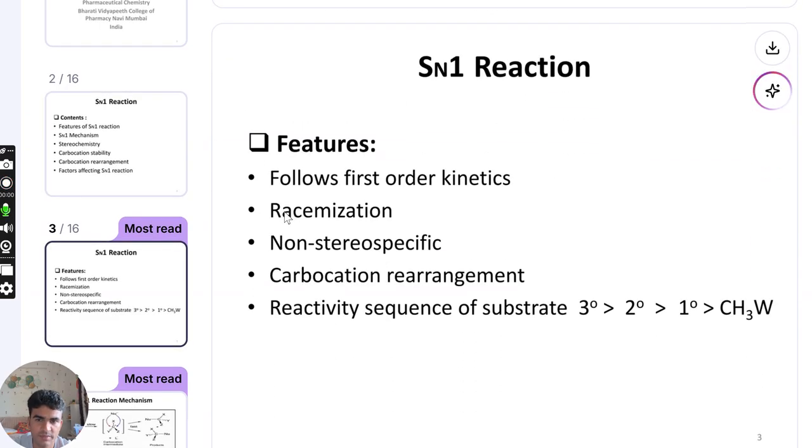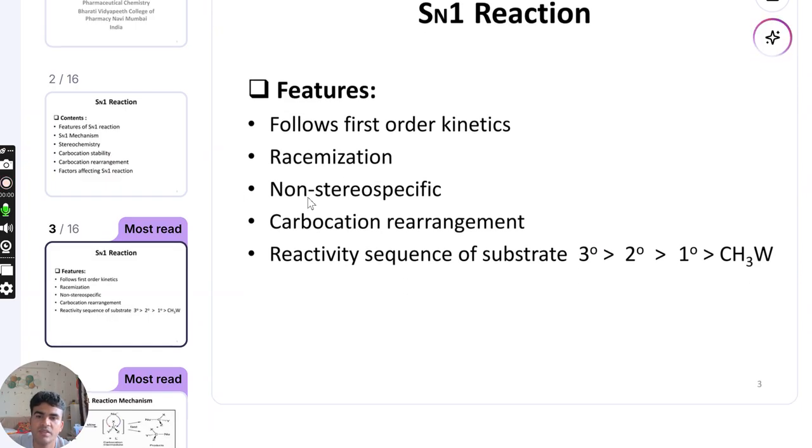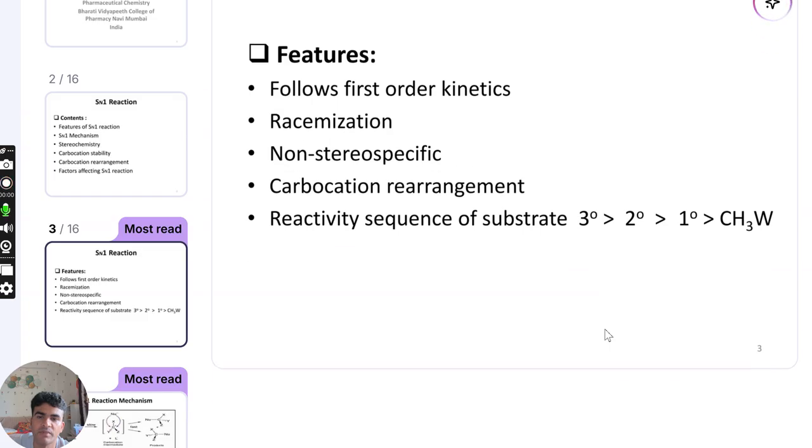The features of SN1 reactions are: it follows first order kinetics and it gives the racemization product. You know about racemization, it gives 50% of both R and S compound. This is a non-stereospecific reaction, and carbocation rearrangement sometimes takes place in SN1 reaction. The reactivity sequence of substrate is 3 degree greater than 2 degree, greater than 1 degree, greater than methyl.